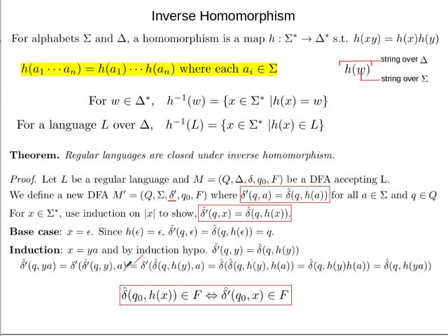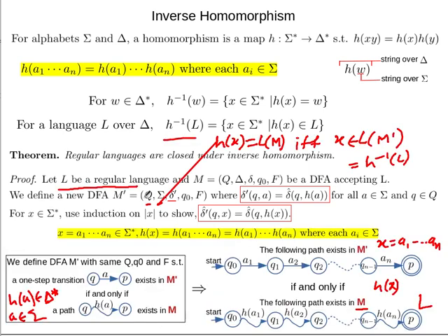So this means that hx is in L of M if and only if this x is in the language L of M prime, right? So this was the condition for acceptance in DFA. And the way we are constructing this machine, if we start with a DFA, we also get a DFA, right?